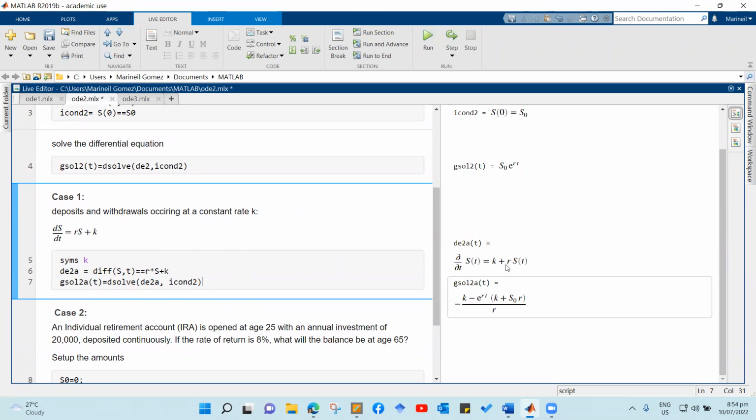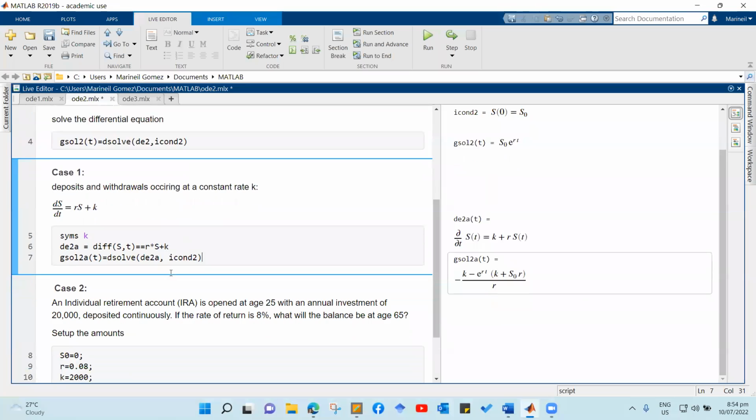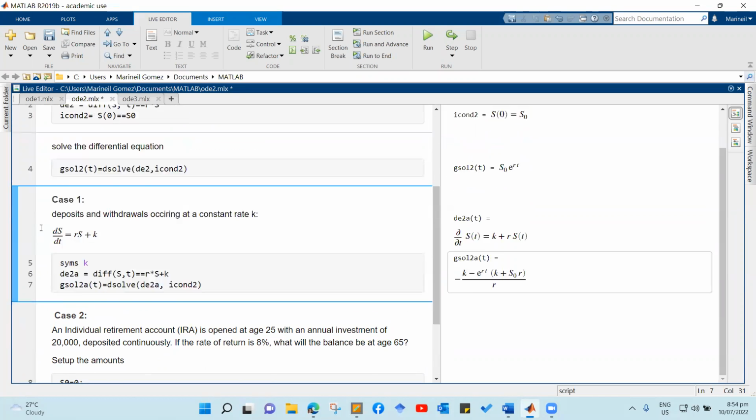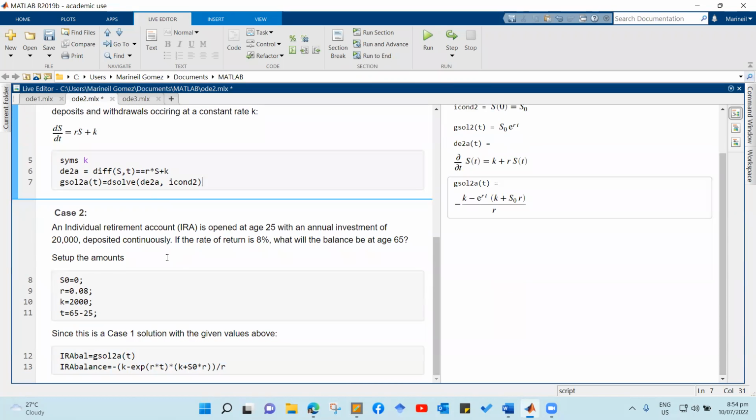I just input the same values, but it gives me whole new values for our R. So here is our equation. Now, what if we have an individual retirement account opened at age 25 with an annual investment of 20,000 deposited continuously? This is like case number 1. If the rate of return is 8%, what will be the balance at age 65?